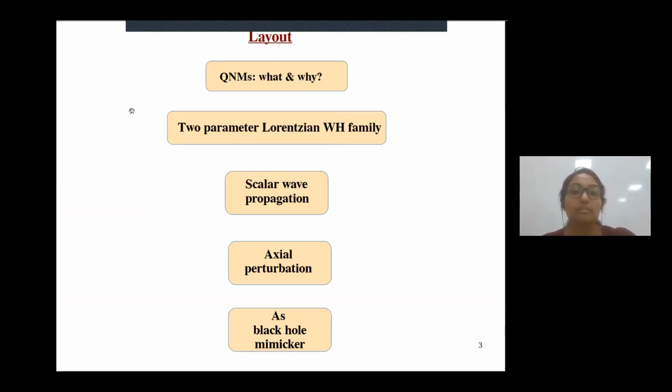First I will begin with defining what quasi-normal modes are and why they are really important in the present era of gravitational wave analysis. Then we will move on to discuss the geometric properties of the two-parameter Lorentzian wormhole family that we are interested in. And then we will see the corresponding energy momentum tensor and the properties of the matter fields associated with the spacetime. Then we will go on to study the stability of this geometry under scalar and axial perturbation. And finally, we will make a brief remark about the possibility of this wormhole family being a black hole mimic.